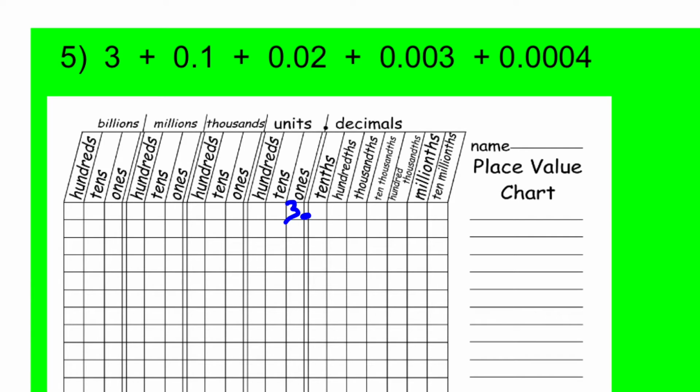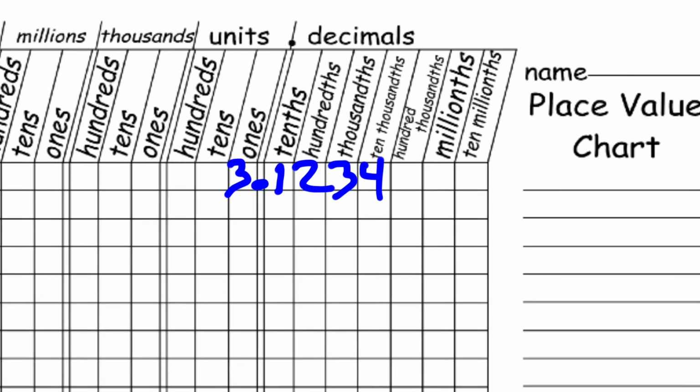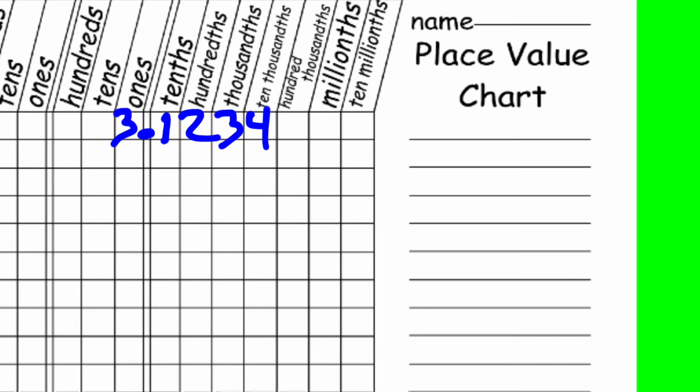Then I have my decimal. I have a 1 in the first decimal spot. I have a 2 in the second decimal spot, the hundredths. I have a 3 in the third decimal spot, the thousandths. I have a 4 in the fourth decimal spot, the 10 thousandths. So there's my number. It's a big one.